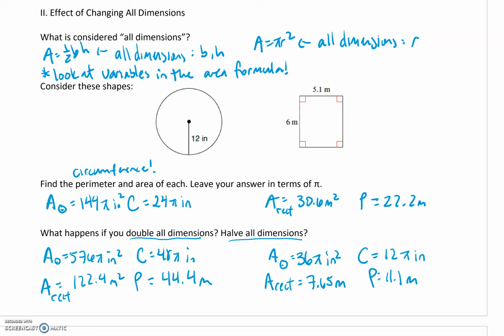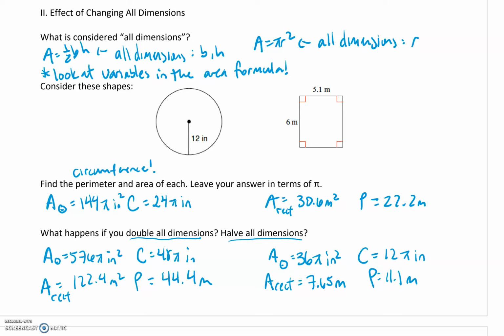So let's go ahead and check all your calculations. So remember, area of the circle is pi r squared, circumference is 2 times pi times radius, leaving pi in our answer. We'll get 144 pi square inches as the original area, 24 pi as the circumference. Rectangle, pretty straightforward, base times height for the area, so we get 30.6 square meters, that's the original area. And then perimeter, add up all 4 sides, opposite sides are the same, so 6 plus 5.1 plus 6 plus 5.1 gives us 22.2.